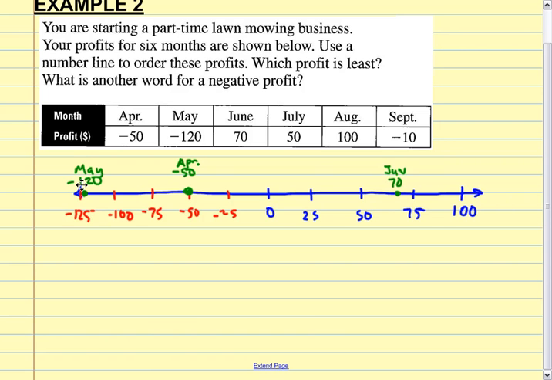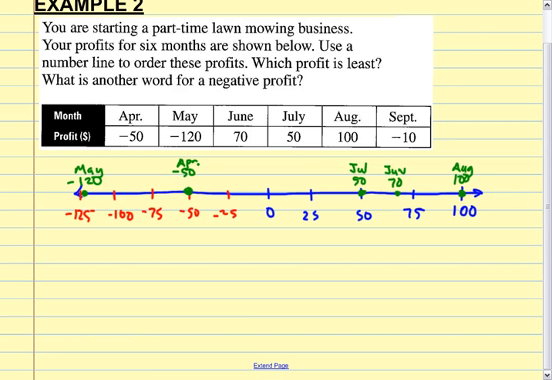Okay. What about July for us, Evan? July is around 50. Right on the 50. So I'll put 50 here. Put July. Okay. What about August, Hannah? It's going to be on the right. All right. All the way over here to the right. So that's 100. That's August.